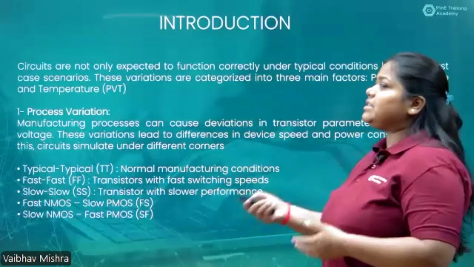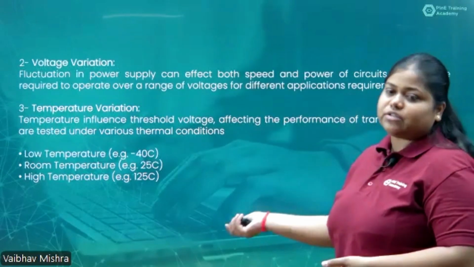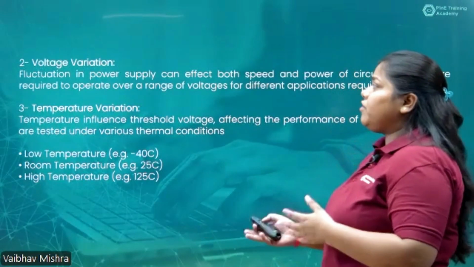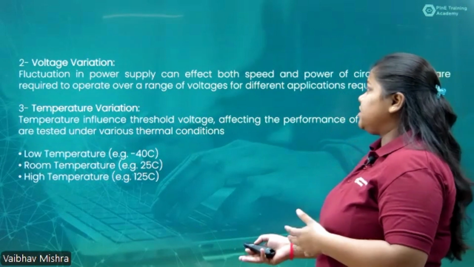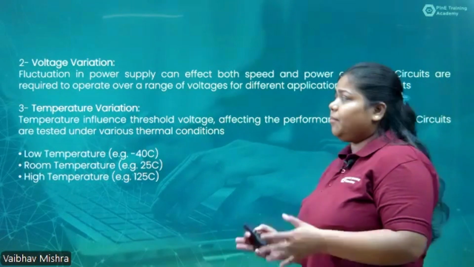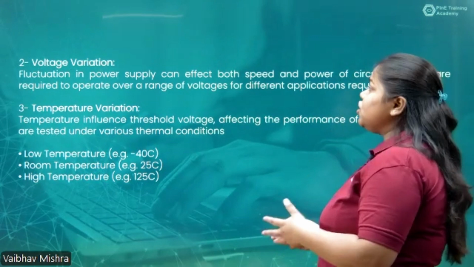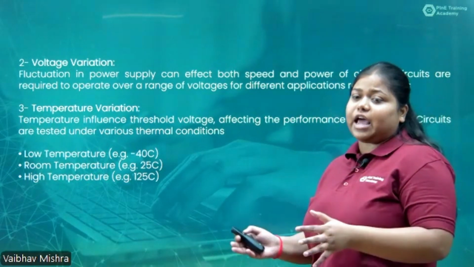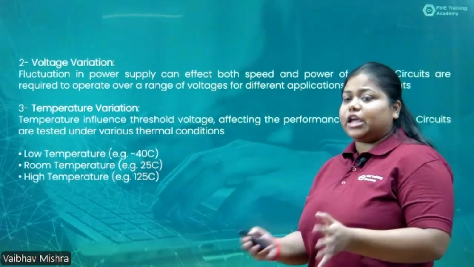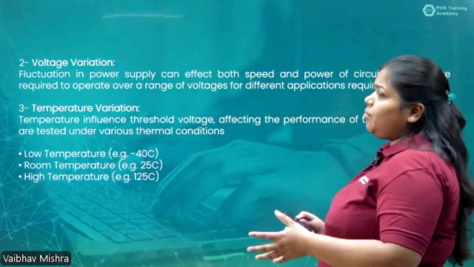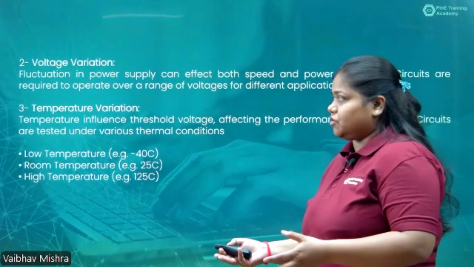Let's move forward with the second variation, that is the voltage variation. There are always fluctuations in the power supply that can affect both the speed and power consumption of any circuit. In a similar way, circuits have to be tested under a range of voltages so that they can work under every condition.